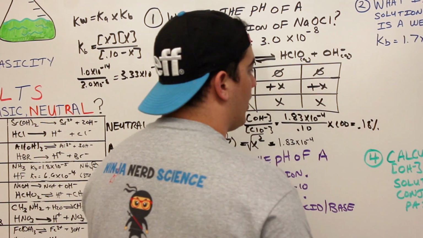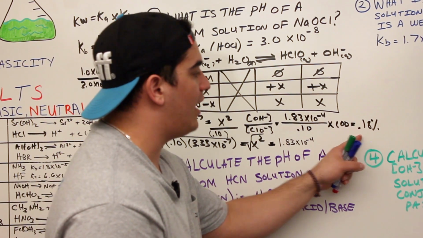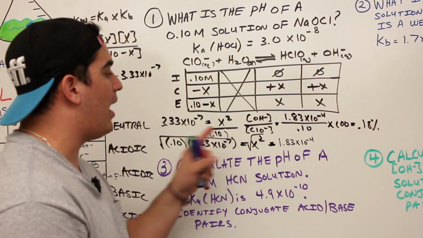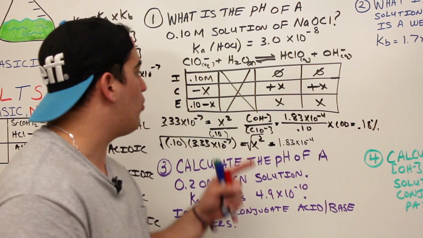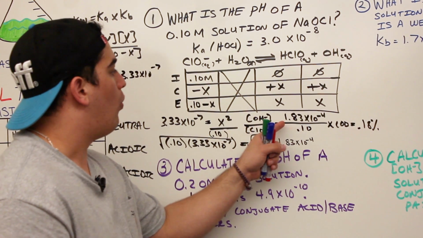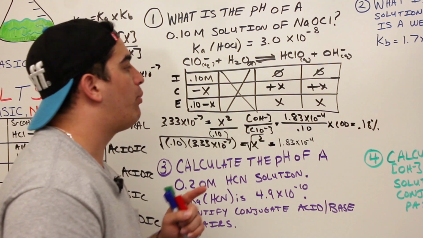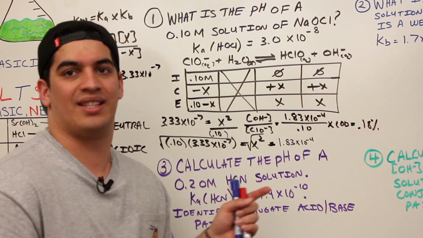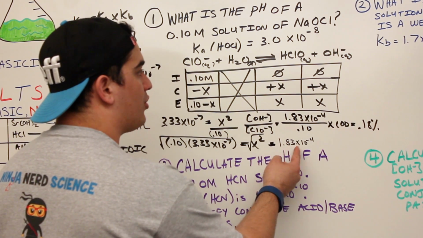So what does that mean? It's less than 5%. If this is less than 5%, that means that the minus x is insignificant, and it didn't matter. No matter what, if you were to subtract 1.83 times 10 to the negative 4 from this number, it would still be pretty darn close to 0.1. So it was insignificant. It didn't matter. So if that's the case, then that's my concentration of the hydroxide.